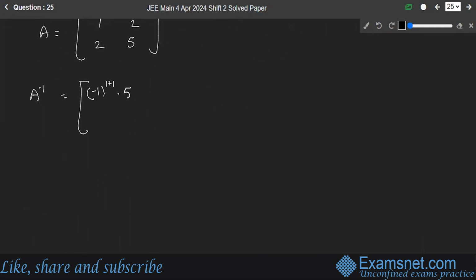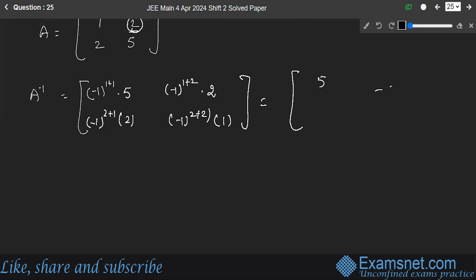Okay, so this is 5 over here, and this is first row, second column, leaving first row and second column. This is minus 1 raised to power 1 plus 2, and here will be 2. Similarly, minus 1 raised to power second row, first column. This will be again 2, this 2 over here. And now last, second row, second column into 1. This gives me 5, minus 2, minus 2 and 1. This is your A inverse matrix.